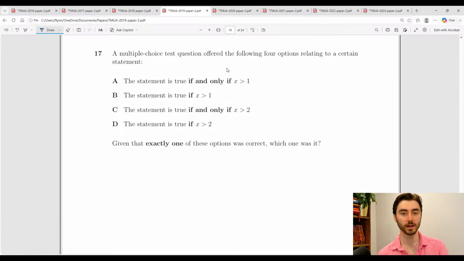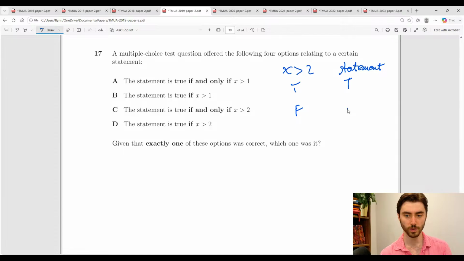Maybe not this one. This one's really ugly. I'll start with this one. Then I'll show you the mapping in a different one. Okay, I'm going to first consider x is bigger than 2, and then the statement: true, false, true, false. Given that exactly one is correct.